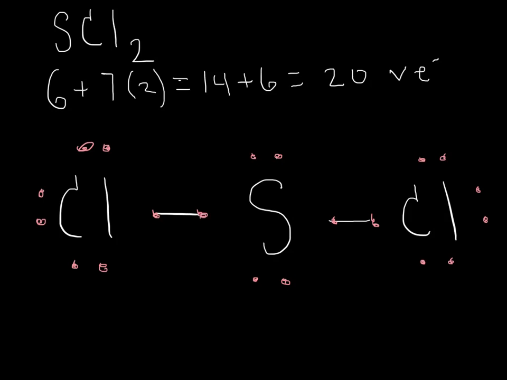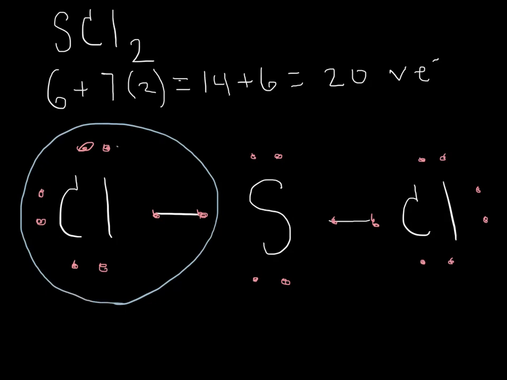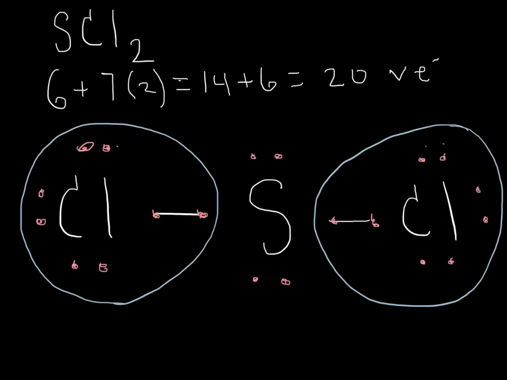Now, you want to see if they all add up to 20, and by the octet rule, you want to make sure that every element has 8 electrons. So as we count them up, circle them. This chlorine, count them up. 1, 2, 3, 4, 5, 6, 7, 8. So that one's good. The other chlorine, circle them. 1, 2, 3, 4, 5, 6, 7, 8.